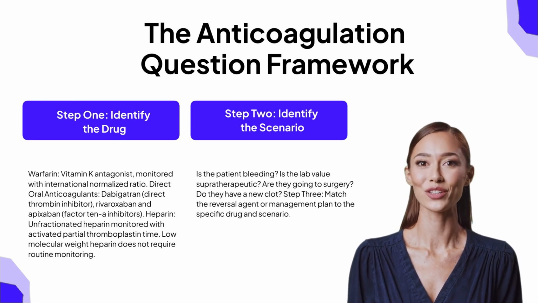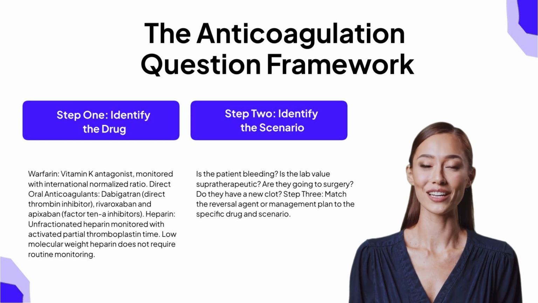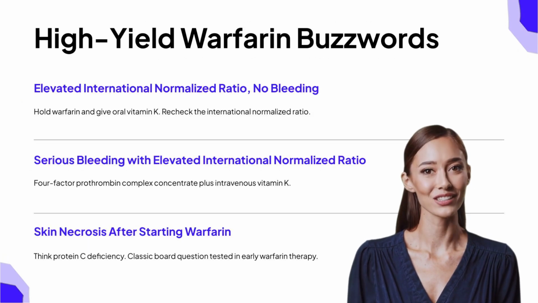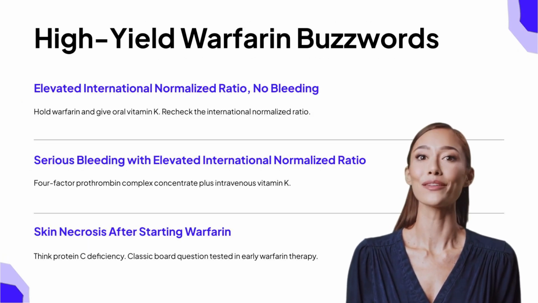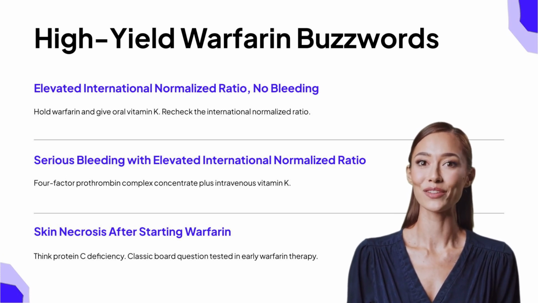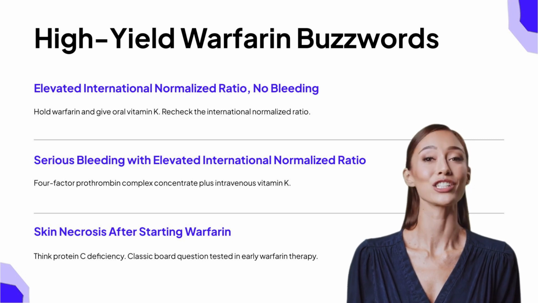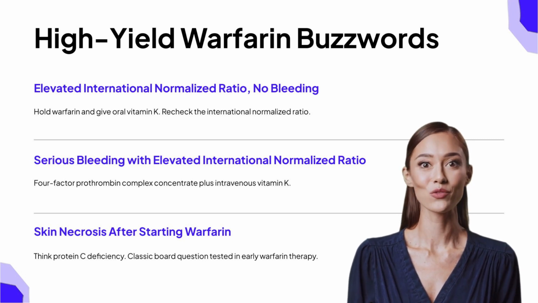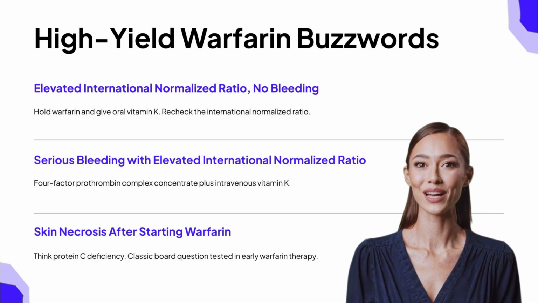Your board review books cover this framework in the hematology and pharmacology sections. Let us talk about the buzzword associations that the board loves to test with warfarin. When you see a patient on warfarin with an elevated international normalized ratio and no bleeding, think hold warfarin and consider vitamin K by mouth.